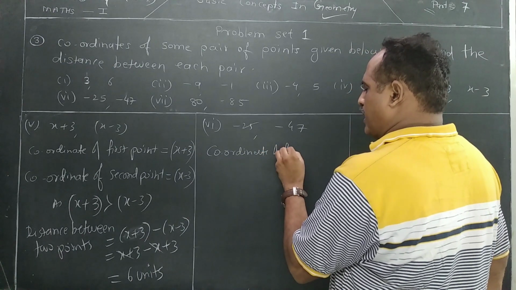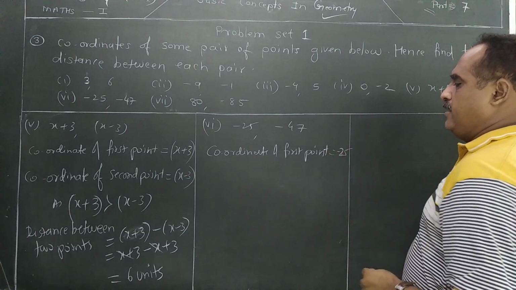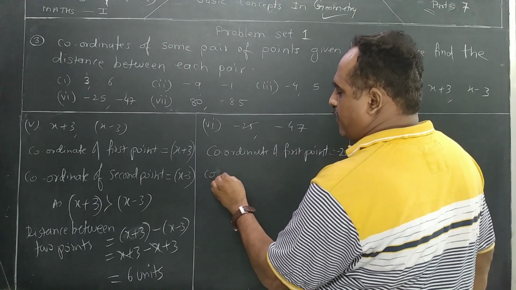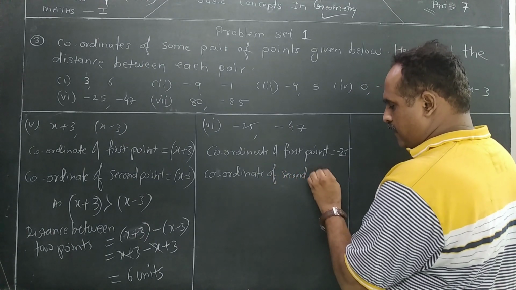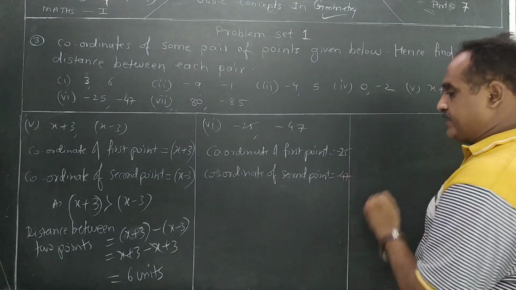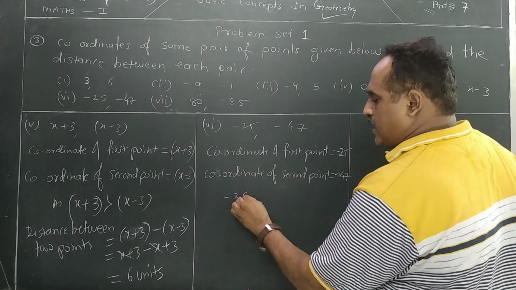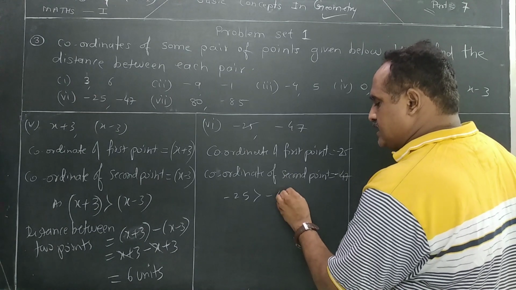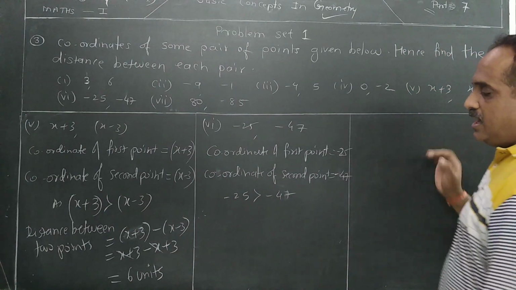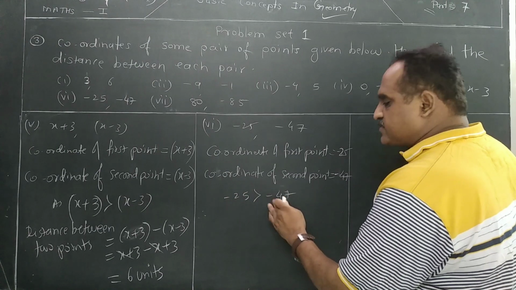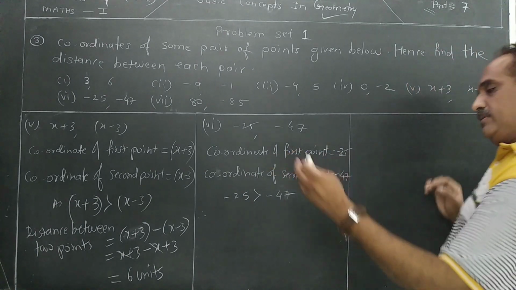Coordinate of first point is equal to minus 25 and coordinate of second point is minus 47. Now as they are negative numbers, we know that minus 25 will be greater than minus 47. Therefore, in negative terms में जो नंबर बड़ा होता है वो छोटा हो जाता है, right? तो negative में minus 25 will be greater. But if it is plus 45 and plus 47 and 25, तो 47 will become greater. But as the negative sign, it will down जाएगा.